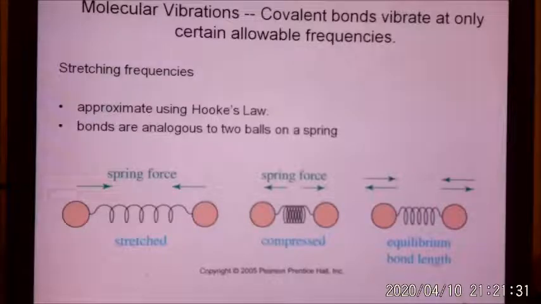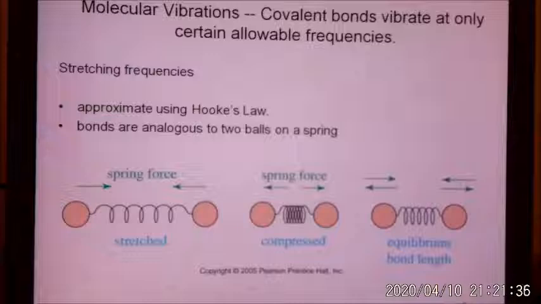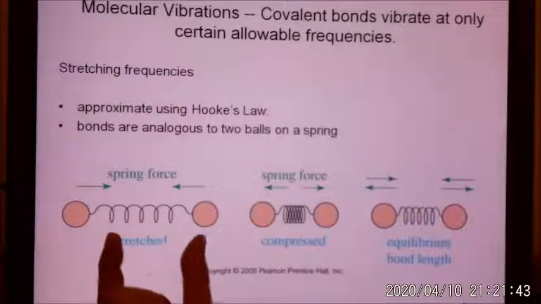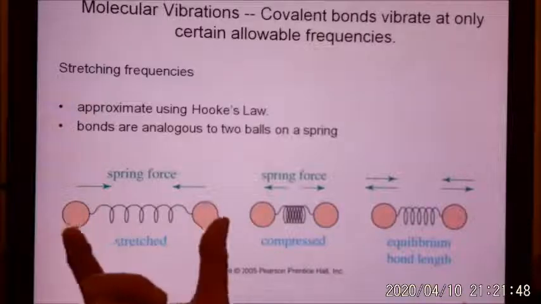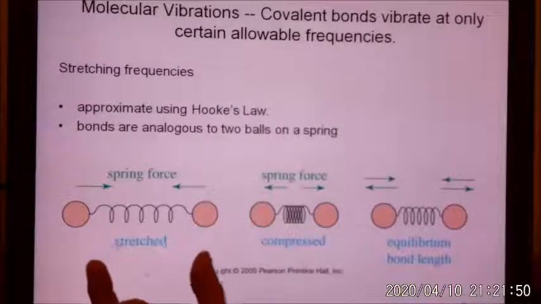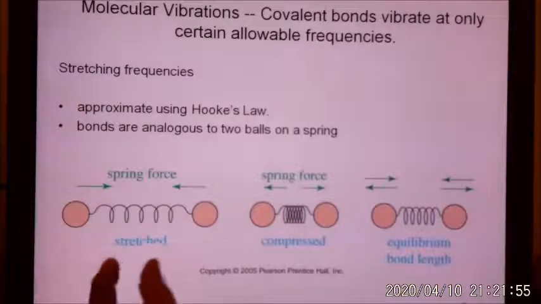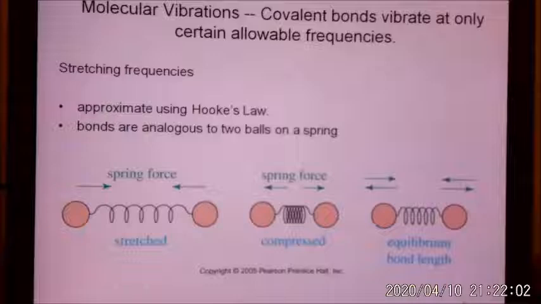The first set of vibrations we're going to talk about are stretching frequencies. When we're talking about stretching, instead of that wooden stick when we build our molecule with ball and stick models, think of this as a spring with two balls on it. If our bond is like two balls on a spring, you can stretch it, you can compress it, and it goes back and forth. That equilibrium is what we talk about for the bond length between the two atoms.